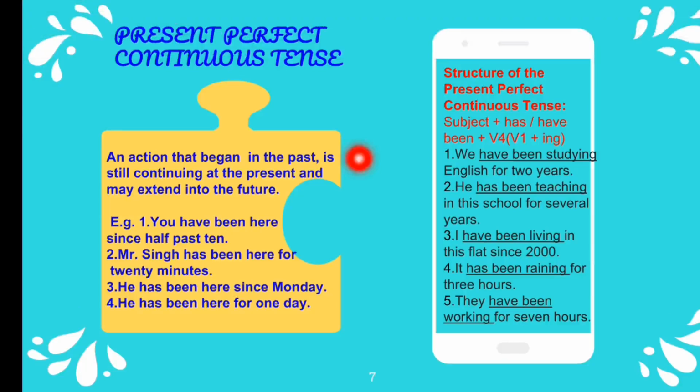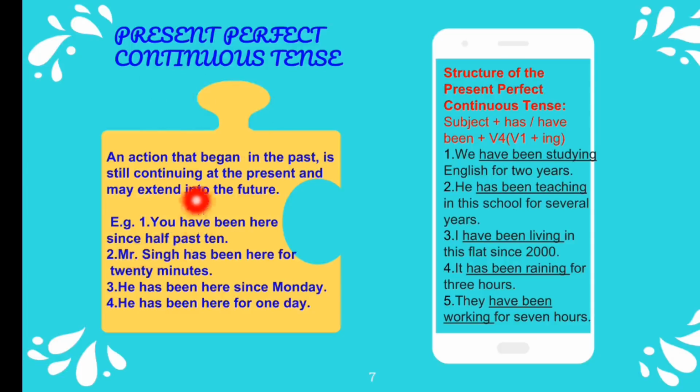The present perfect continuous tense. Let's see what the present perfect continuous tense is. It's an action that began in the past, is still continuing at the present, and may extend into the future. That's the point, dear children. The action that began in the past and is still continuing at the present, that is our present perfect. But when it says it may extend into the future also, right? The action may extend into the future also. So it touches the past, present and future, right? It touches all three times, that is present perfect continuous tense.